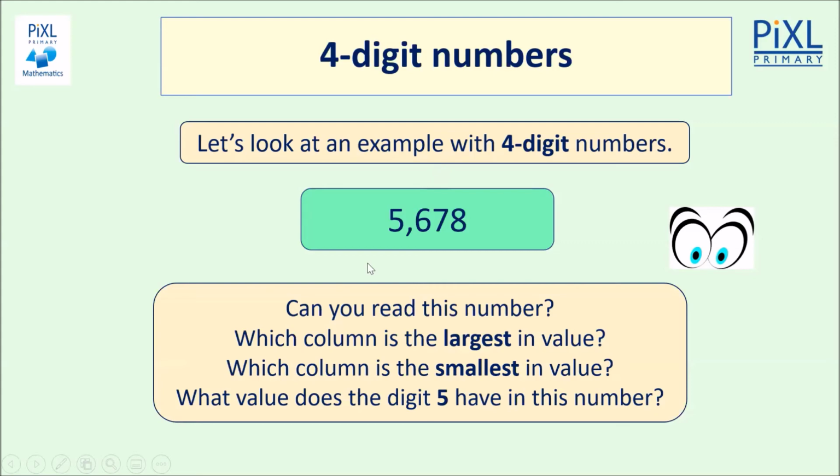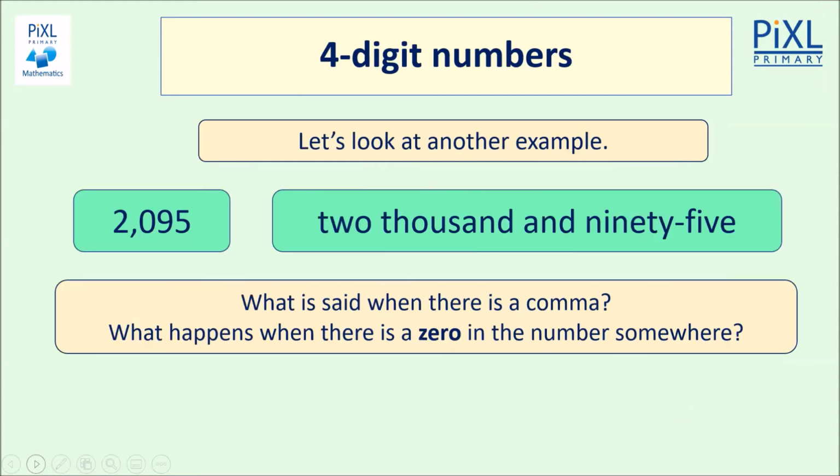Welcome back. Now, the biggest column, the largest value, is always the one furthest to the left. So today it is our thousands. The smallest is always the one furthest to the right. So today it's our ones, and it will always be our ones, let's face it. Now, what value does the digit 5 have in this number? It's in the thousands column, so it's worth 5,000. Written 5,000. Give yourself a tick if you got all of those right.